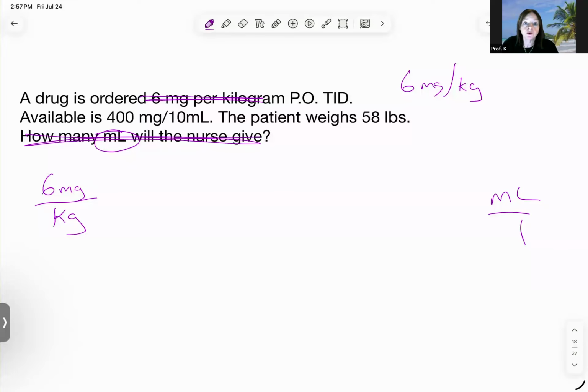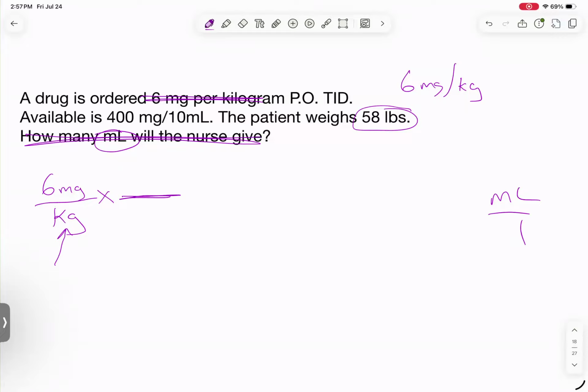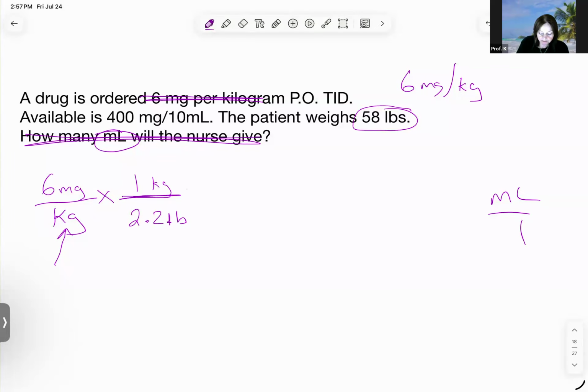It doesn't matter to me where you want to start, okay? I like to get rid of everything on the bottom first, the denominators first. So I have to get rid of the kilograms. So I look to the patient's weight, but it's in pounds. So what do I do to get rid of the kilogram? Convert the 58 to kilograms. I can do that separately, or I can just get rid of it by saying what? 1 kilogram is 2.2 pounds, right? And cross off the kilograms. But now I got to get rid of pounds. I can use the patient's weight now, right?